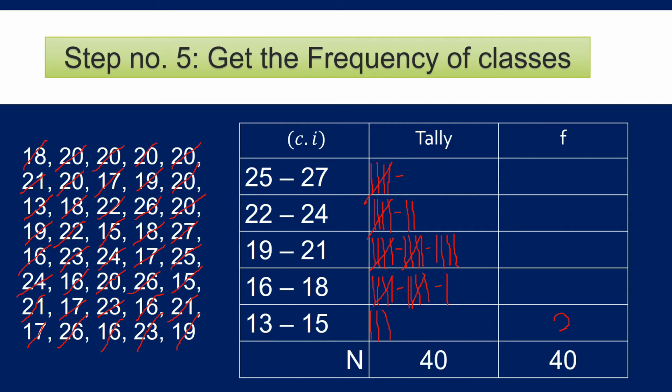For the first class interval, I have here 3. For the second class interval, I have 11. For the third class interval, I have 14. For the fourth class interval, I have 7. And for the fifth class interval, I have 5. Let us try to add these to check if we missed something. And that is correct. We got a total of 40.